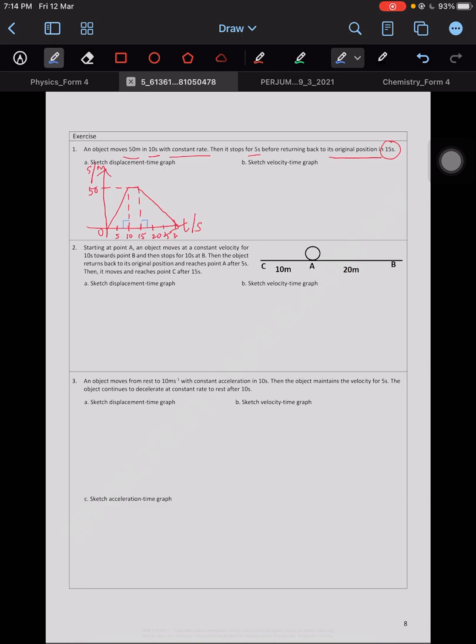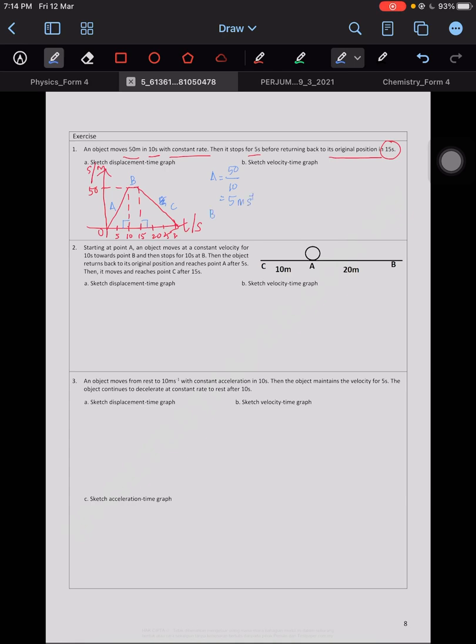Okay, so this is your A, this is your B, and let it be here C. So your A, what is your gradient? It's a positive gradient, right? So 50 divided by 10. So what do you get? Okay, 50 divided by 10, so you get 5 meters per second.